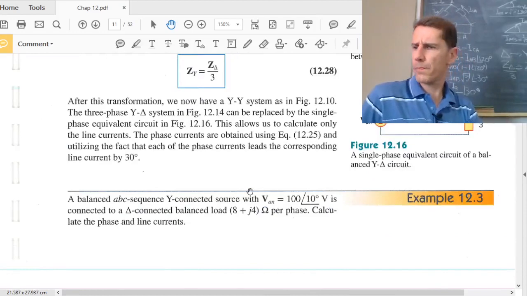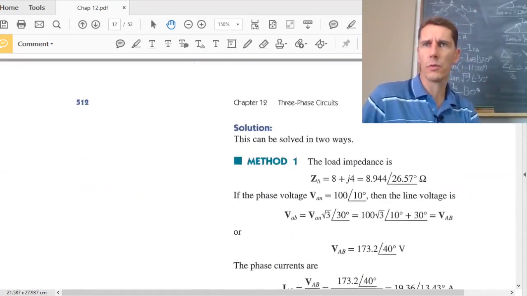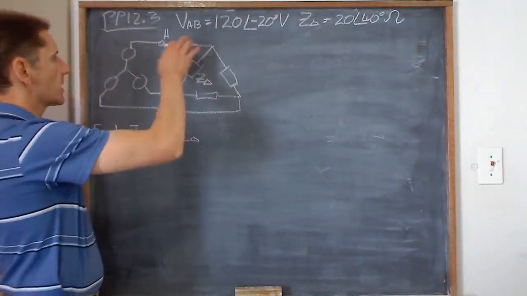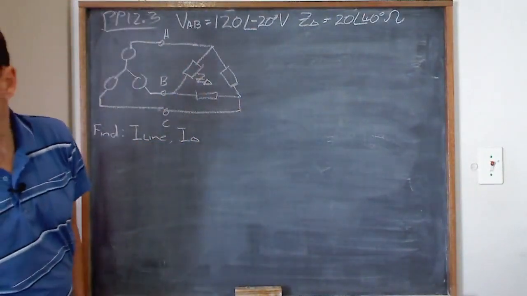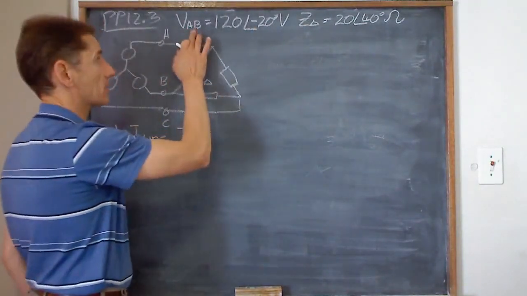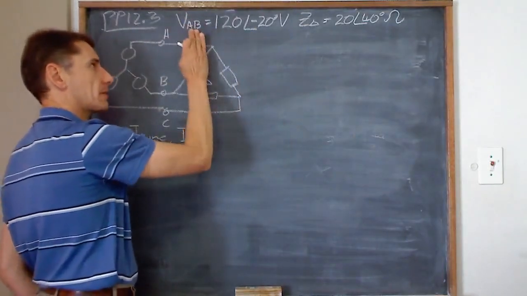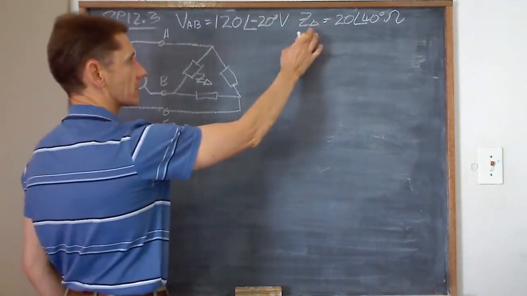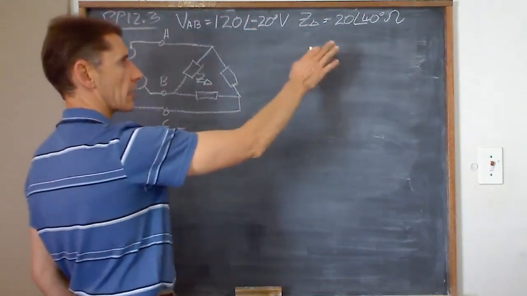Let's work through practice problem 12.3. So let me quickly go and draw it on the board. They give us a three-phase system. So I've drawn the circuit. They obviously did not draw the circuit. And they give us VAB. Note capital VAB is 120 angle minus 20. So the fact that it's capital letters tells me it is across the load. They give me Z delta, 20 angle 40. So each of these three impedances is 20 angle 40 degrees.